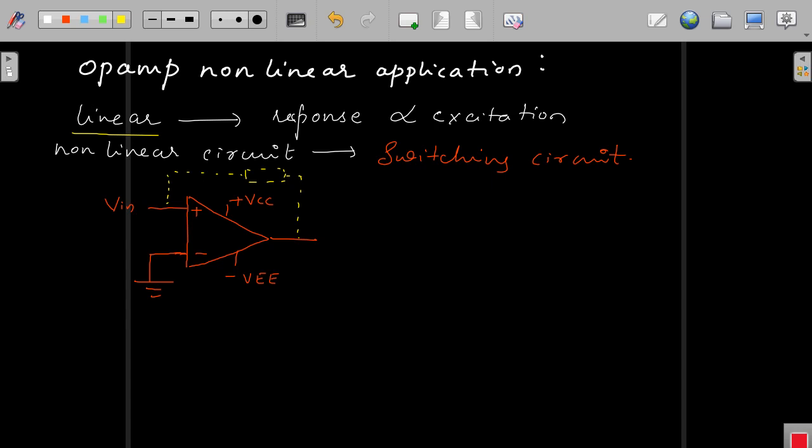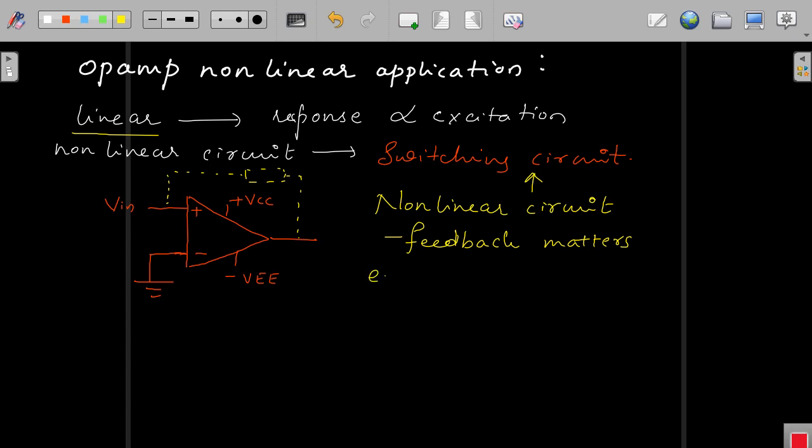Now whenever we speak about the nonlinear circuit, which we also call the switching circuit, the feedback matters here. In order to have the nonlinear circuit, either you have no feedback, or you have positive feedback. This is a very important point to be noted.